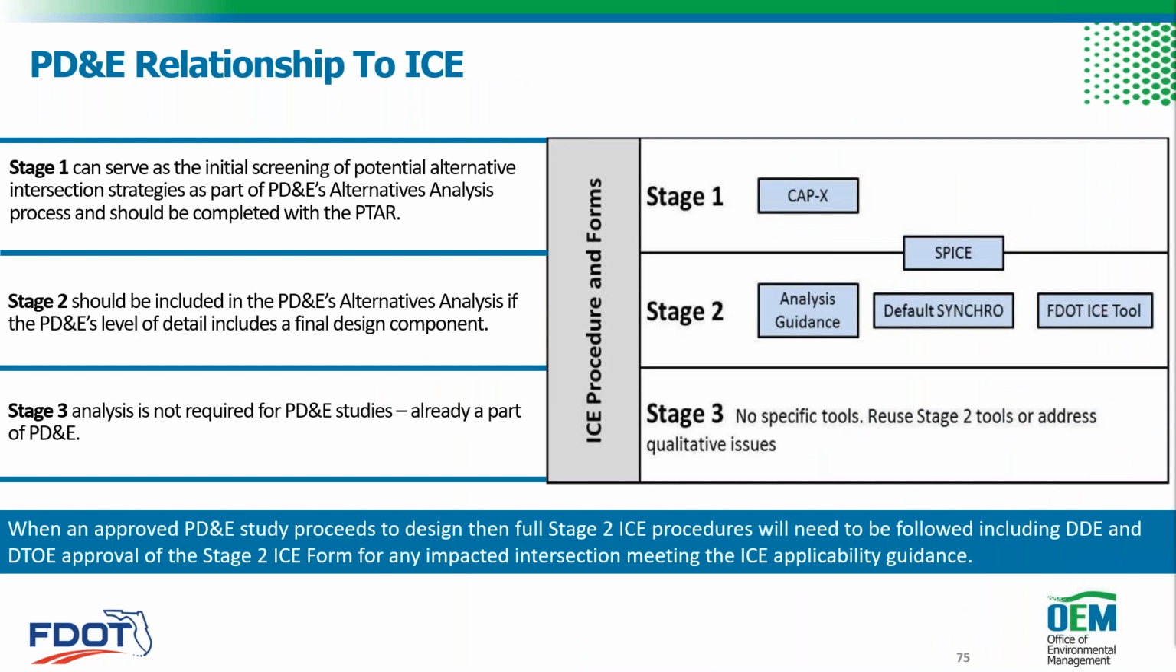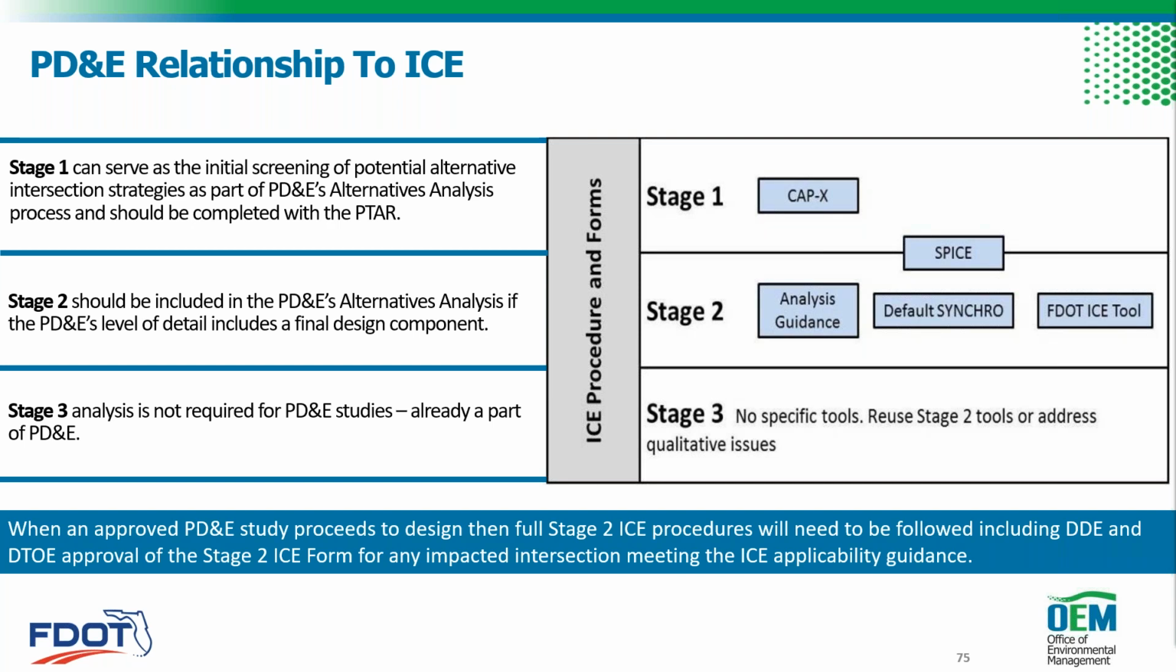All right, so this slide shows the PD&E relationship to ICE. ICE is intersection control evaluation. It's a process that's used to help identify intersection improvements. On the right side, it shows you the 3 different stages of ICE, and we compare that back to PD&E. ICE stage 1 is screening, and per the ICE manual, stage 1 can serve as the initial screening of potential alternative intersection strategies as part of the PD&E's alternative analysis and should be completed within the PTAR.